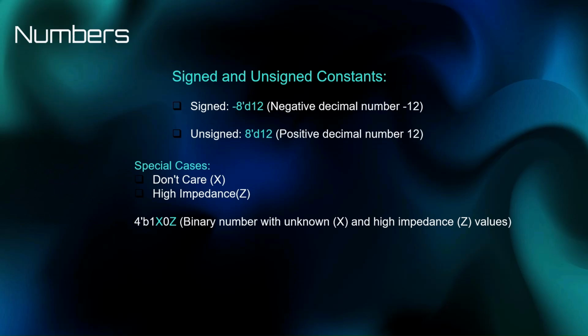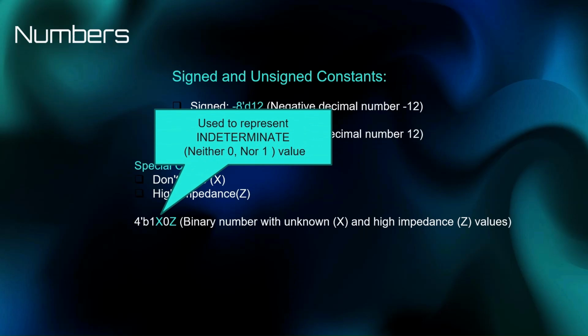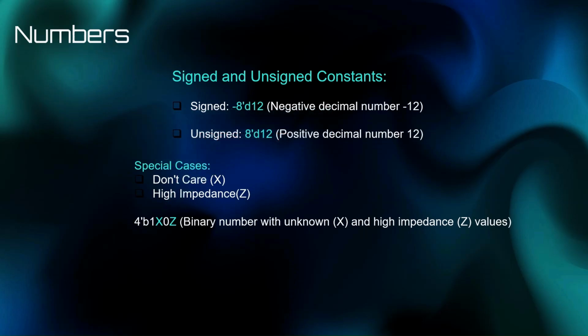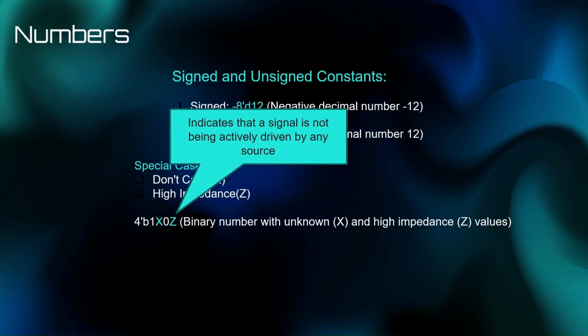The x value, also known as don't care, represents an unknown or undefined value in Verilog, used in situations where the value of a bit is irrelevant or unknown. The Z value represents a high impedance state in Verilog, often used in tri-state logic, and indicates that a signal is not being actively driven by any source.